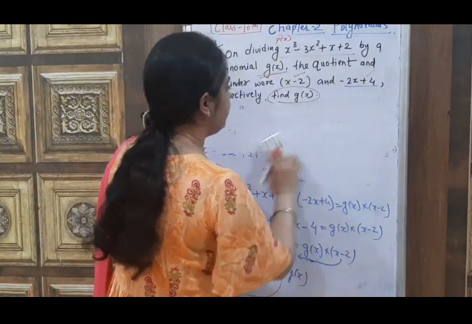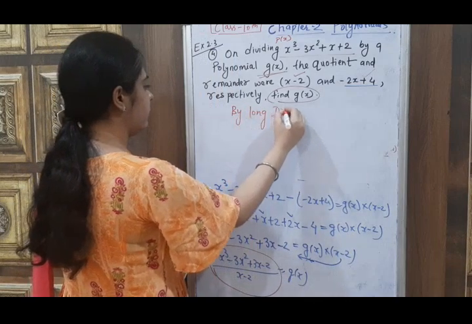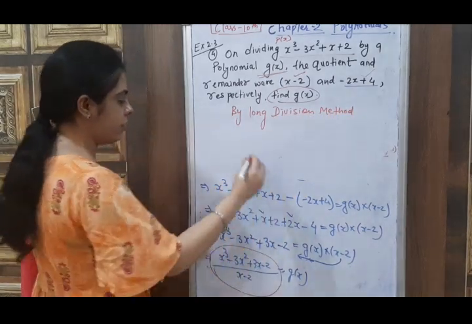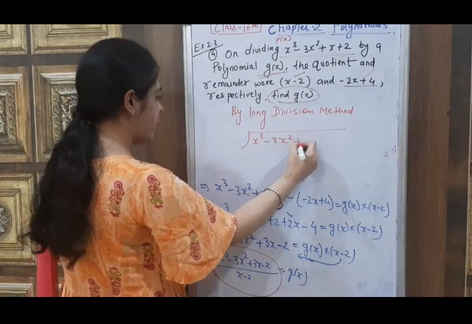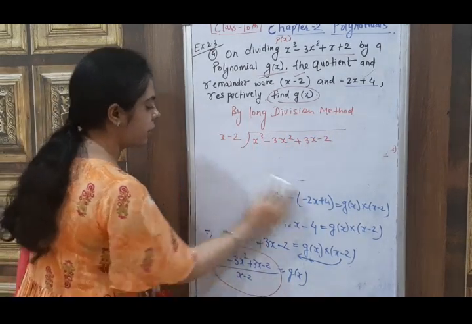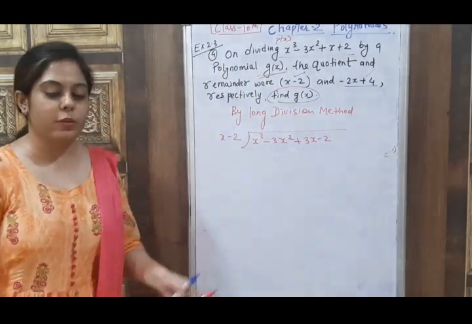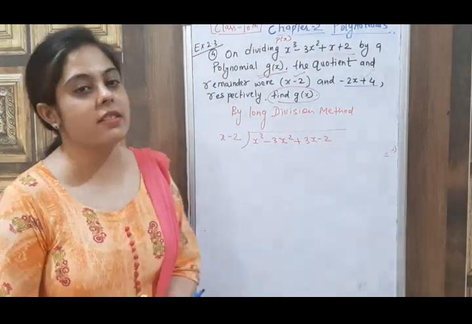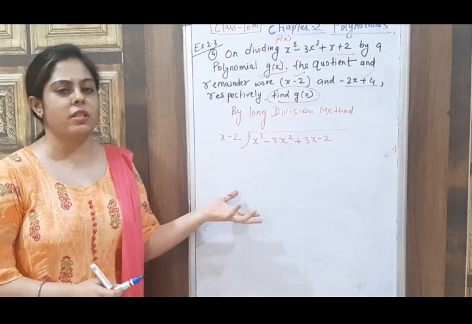Now by long division method, we have to divide this polynomial x cube minus 3x square plus 3x minus 2 by x minus 2. So let's see here what the answer will come. And the method you know very well how to divide here. So first we have to check that both the polynomials are in the standard form or not. So here you can see that both the polynomials are in their standard form. So just we have to divide.